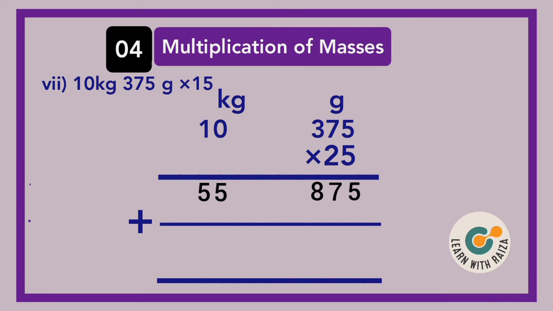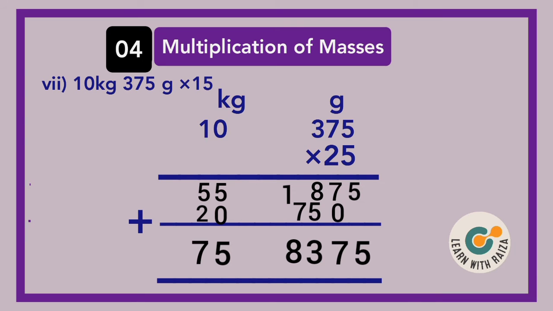Now all the upper digits by 2. 2 times 5 is 10. 2 times 7 is 14. 14 plus 1 is 15. 2 times 3 is 6. 6 plus 1 is 7. 2 times 0 is 0. So 2 times 1 is 2. Now let's add everything together. 5 comes down. 7 plus 0 is 7. 8 plus 5 is 13. 7 plus 1 is 8. 5 plus 0 is 5. And 5 plus 2 is 7. So this is the final answer.